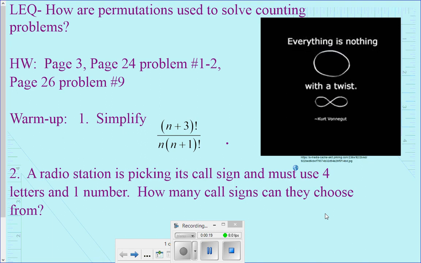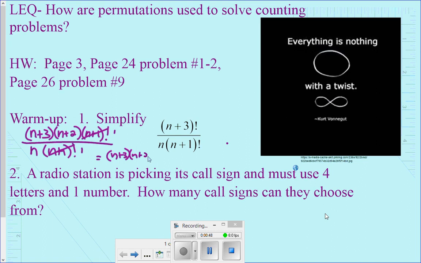So first of all, (n+3)! simplifies to n plus 3 times n plus 2 times n plus 1 factorial. And then I'm seeing that factorial is in the denominator, so I have n times (n+1)!. So the (n+1) factorials are going to factor out, and I'm left with my answer, which is the quantity n plus 3 times the quantity n plus 2, and that's over n.